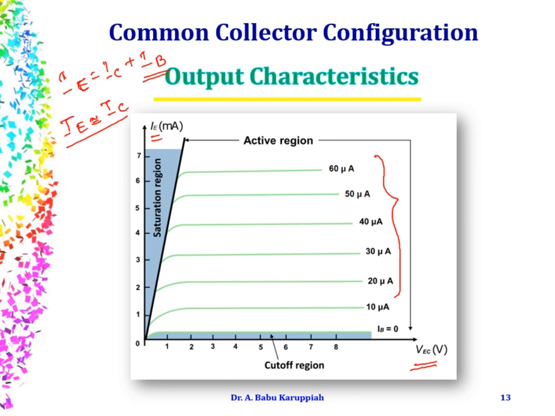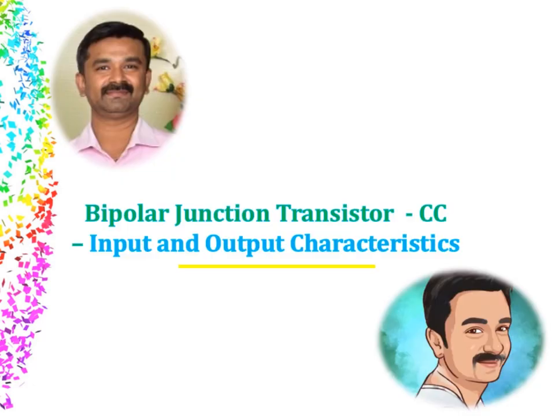We have discussed in detail about how we obtain the output characteristics and why the curves look in this fashion in the video lecture of common emitter configuration. Please do have a look into it to understand the concepts. With this, we come to the end of the configurations, and in specific the common collector configuration, where we have discussed the input and output characteristics. Hope you have understood the concepts.